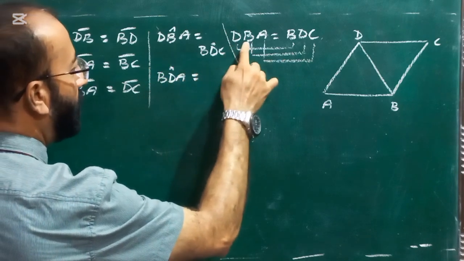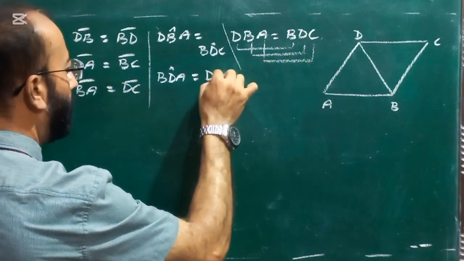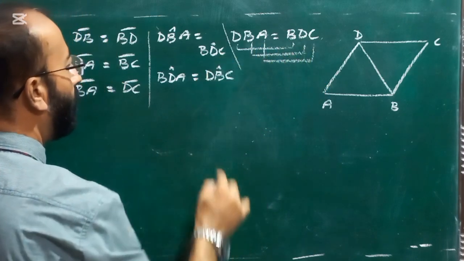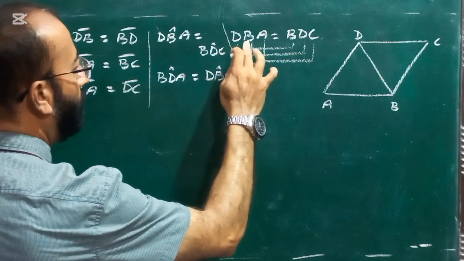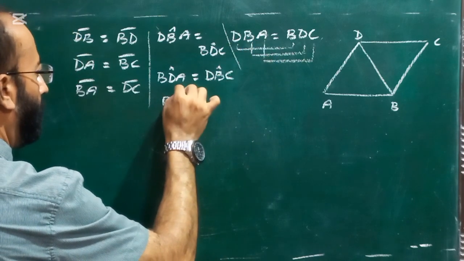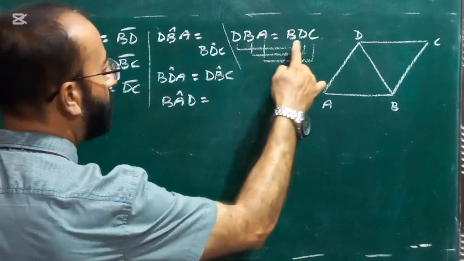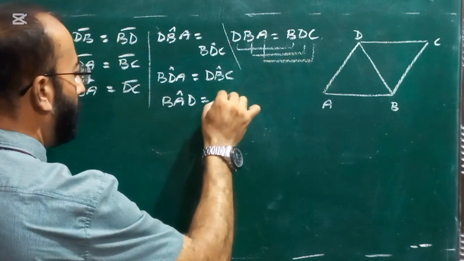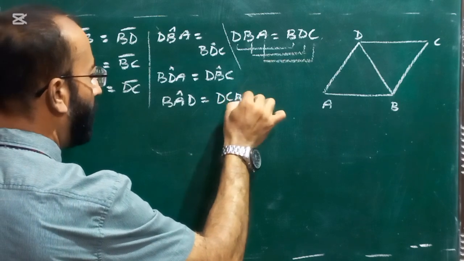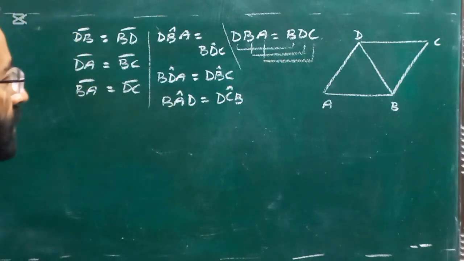So look now, the path BDA, so DBC, and finally BAD. So again look at the path BAD, so DCB. So these are the 6 pairs of the equal values.